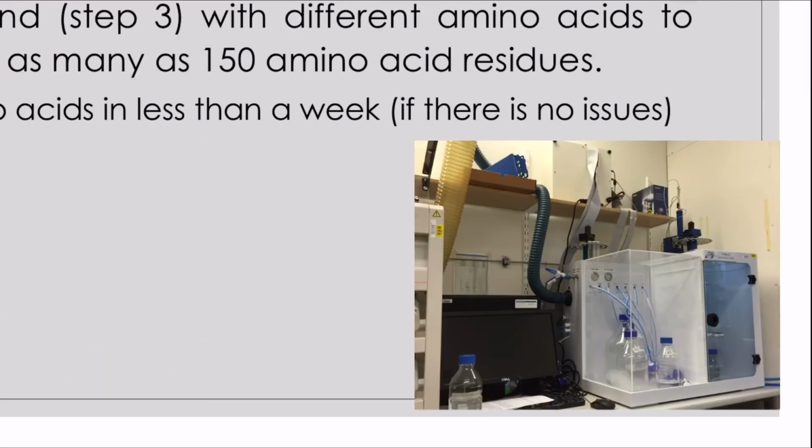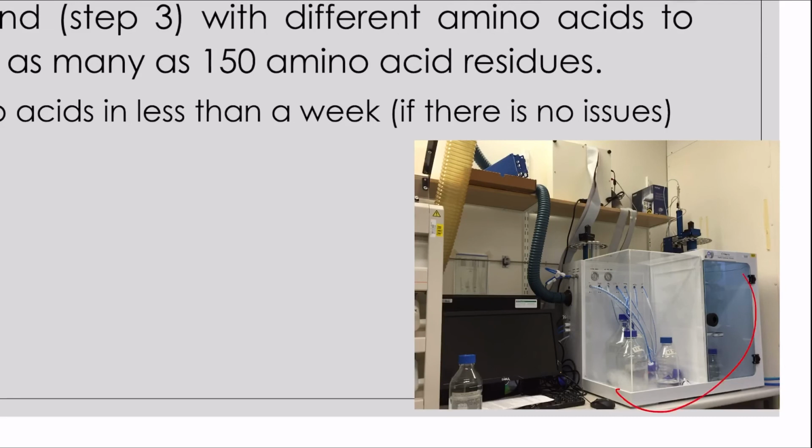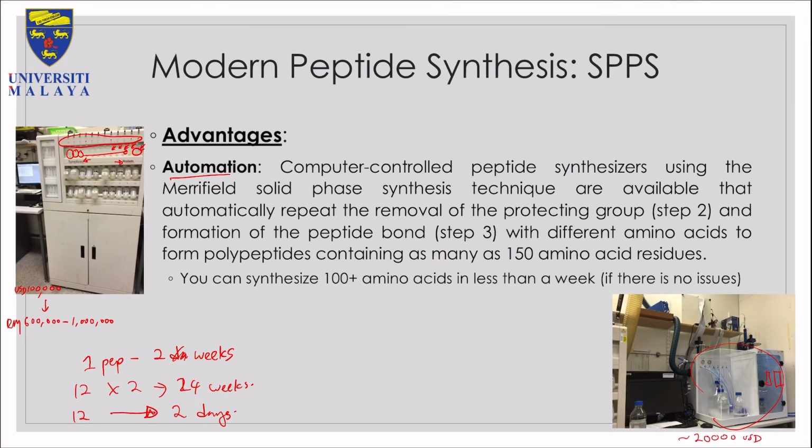Additionally, what you see on the right hand side over here is an alternative machine, but this one only has two reaction vessels, and this one is cheaper, costing about, if I'm not mistaken, 20,000 USD. So it's way cheaper than the one over here. And the beauty of this machine is that you can synthesize more than 100 amino acids in less than a week with no issues. If you were to do it manually, it will take a longer time.